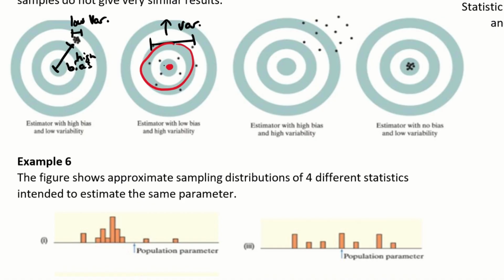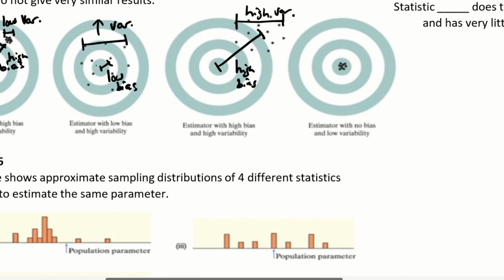So yeah, low bias. Now, for here we have high bias on average, right? And we also have a high variability. And then the last one is we have very low bias and low variability. This is the ideal, right? This is the ideal estimator. This is what we want.